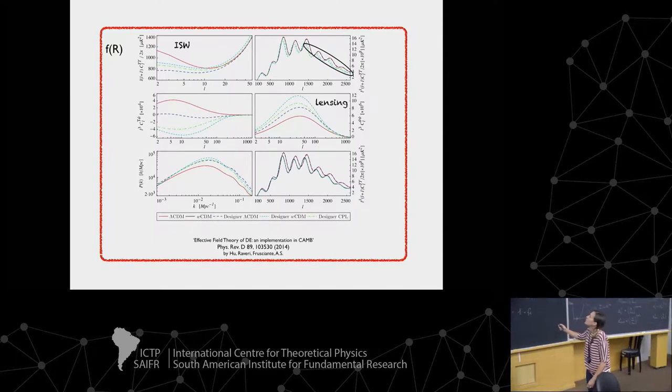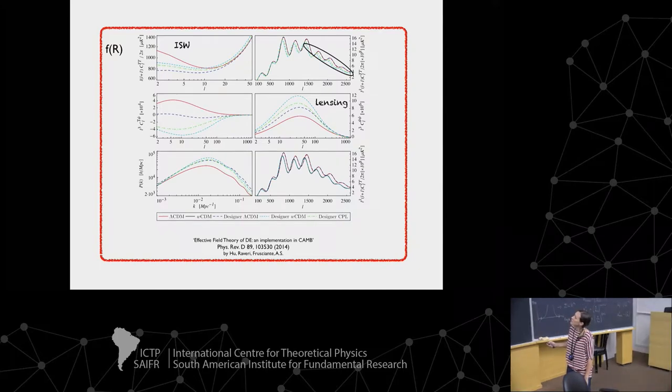I forgot I had this plot. So here I was showing the lensing tail. This is exaggerated a little bit, but we are looking at different designer f(R) models on different backgrounds, right? We first choose a lambda CDM background, then a wCDM. So, sorry, this is the standard, and these are the designer f(R).